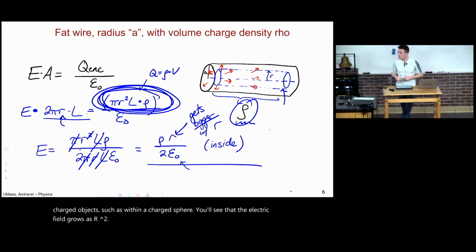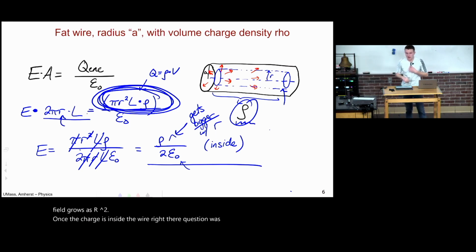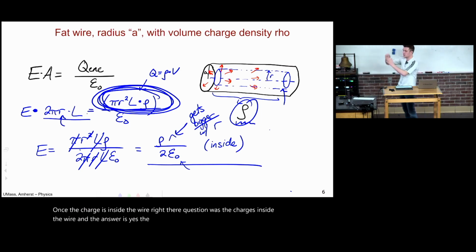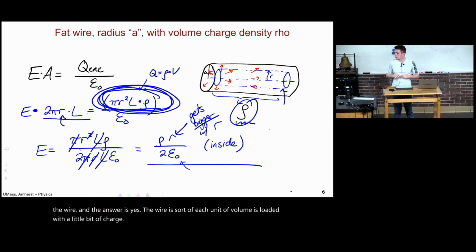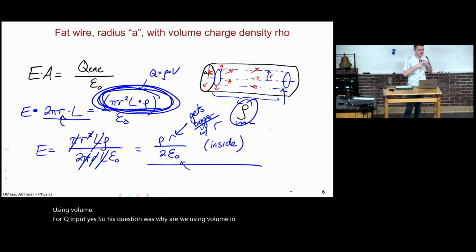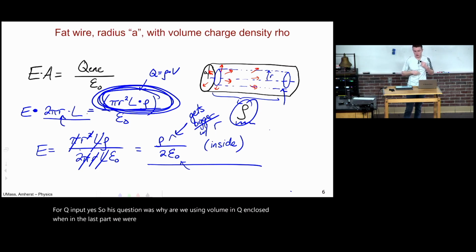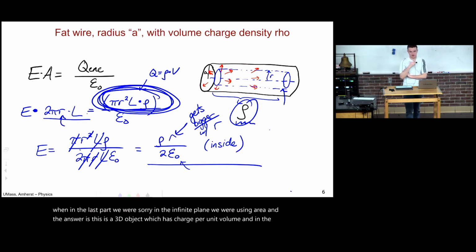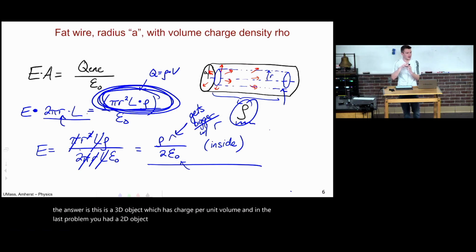Yes? The question was the charge is inside the wire, and the answer is yes. The wire is sort of each unit of volume is loaded with a little bit of charge. For Q enclosed? Yes. So his question was, why are we using volume in Q enclosed when in the last part we were in the infinite plane we were using area? And the answer is this is a 3D object which has charge per unit volume. And in the last problem, you had a 2D object which had charge per unit area. Okay?